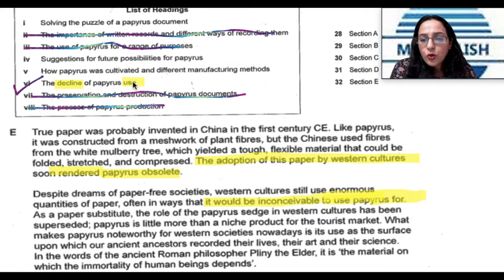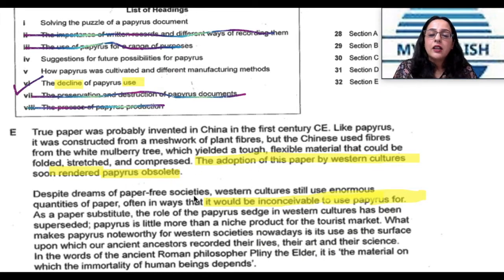And why is it saying so? You would not find it in the beginning again. True paper was probably invented in China in the 1st century CE, constructed like papyrus. So basically it is giving how papyrus was replaced by true paper, which was invented in China. Now if you read the last line of this first para, you would see the adoption of this paper by Western culture soon rendered papyrus obsolete. So if it is obsolete, that means it is no longer in use and the usage of it is getting reduced with each passing day. It would be inconceivable to use papyrus for.